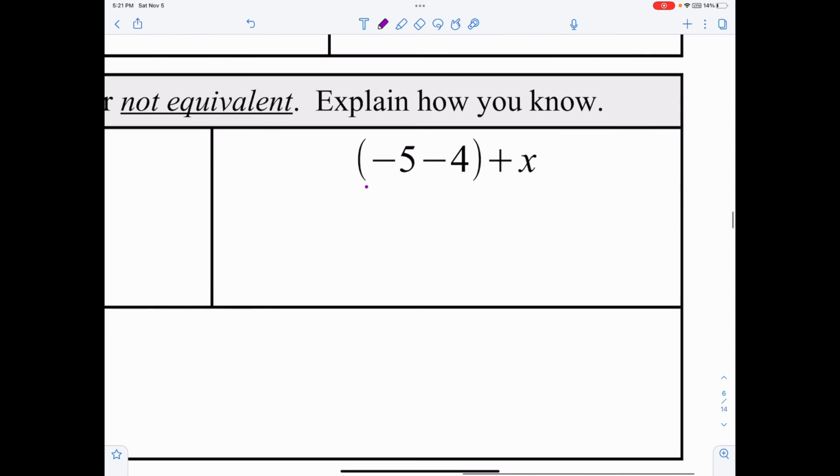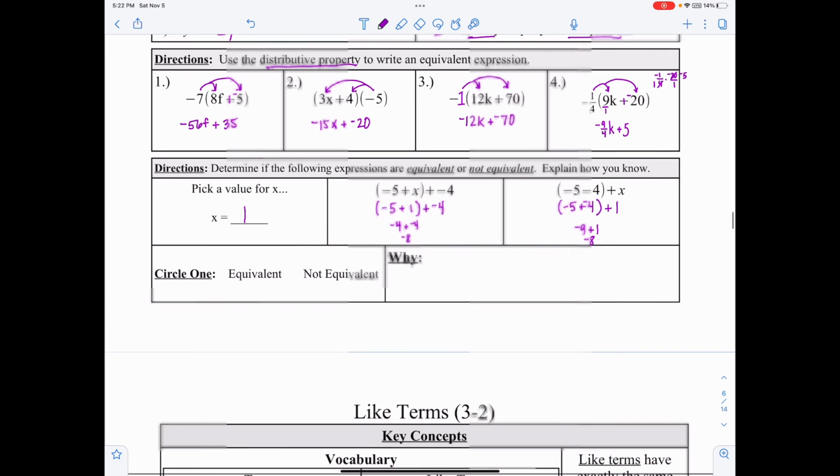Over here, if x equals 1, I have the negative 5 minus 4 plus 1. I'm going to KFC this right away so I don't have to deal with that. Take care of my punctuation first. So negative 5 plus a negative 4. Same signs, add and keep. We have a negative 9 plus 1. Different signs, subtract. And I have negative 8 as well. Okay. All right. And so these are equivalent. Now, we know because we evaluated the expressions and they both equal negative 8.